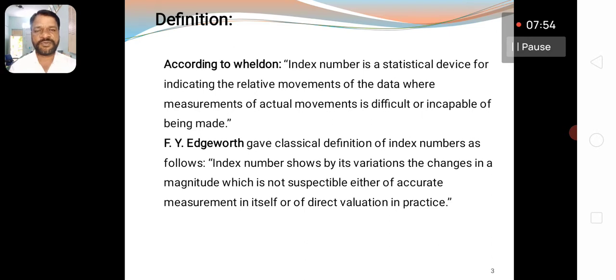Then according to F.Y. Edgeworth, who gave the classical definition of index numbers: index number shows by its variations the changes in a magnitude which is not susceptible either of accurate measurement in itself or of direct valuation in practice. Now it shows variation, meaning difference in changes over different points of time as compared to different periods of time.